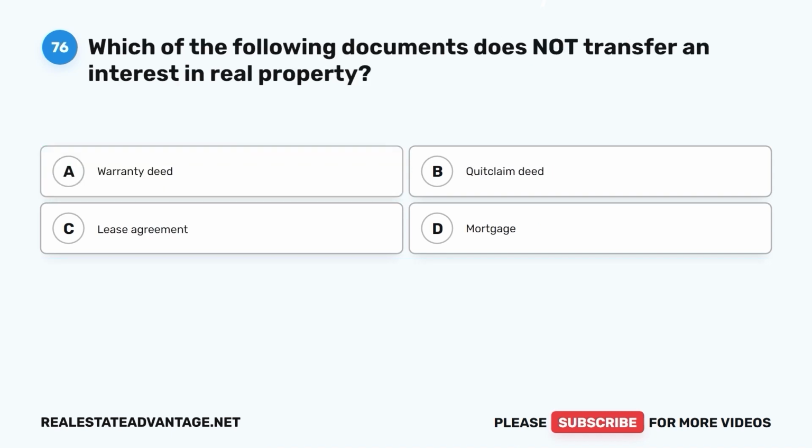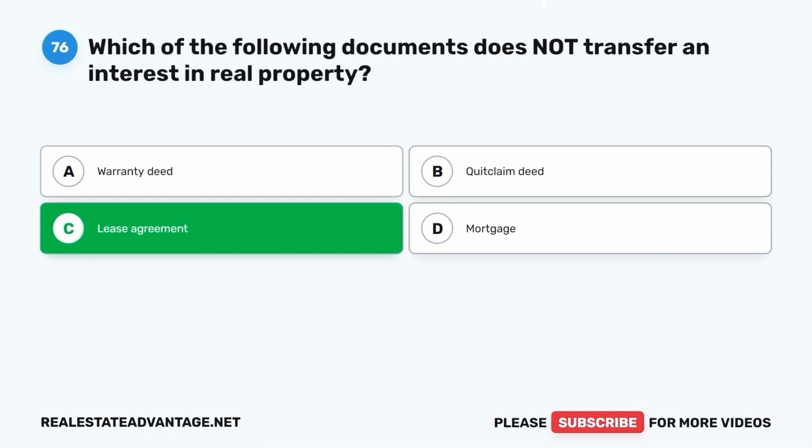Question 76. Which of the following documents does not transfer an interest in real property? A. Warranty deed. B. Quitclaim deed. C. Lease agreement. D. Mortgage. The correct answer is C.